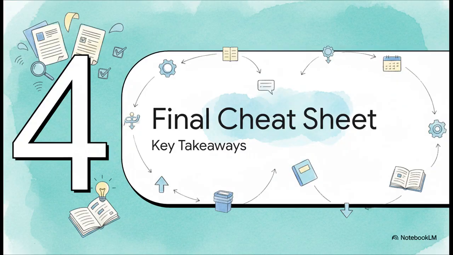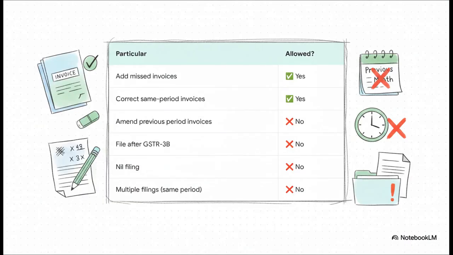Okay, phew, we've covered a lot of ground. So let's wrap this all up by boiling everything down into a final, simple cheat sheet. These are the absolute key takeaways you've got to remember. Let's run through this real quick, rapid-fire style. Adding missed invoices for the same period? Yep, you can do that. Correcting mistakes in the same period?